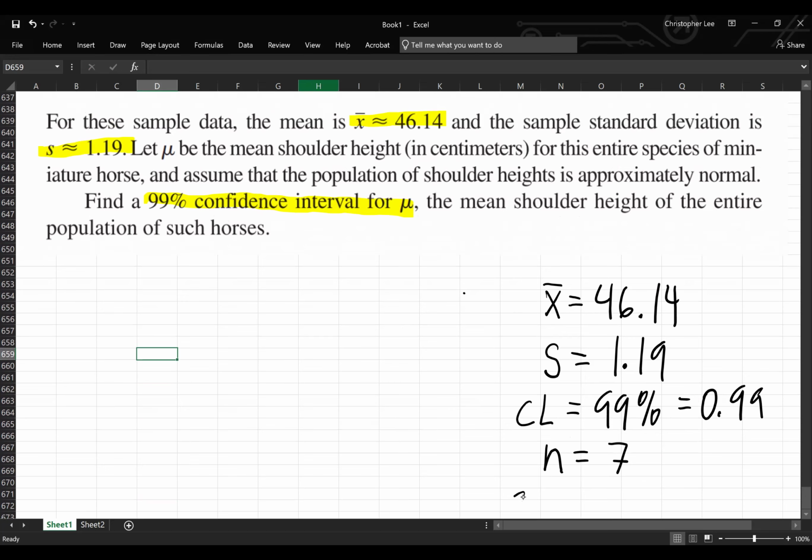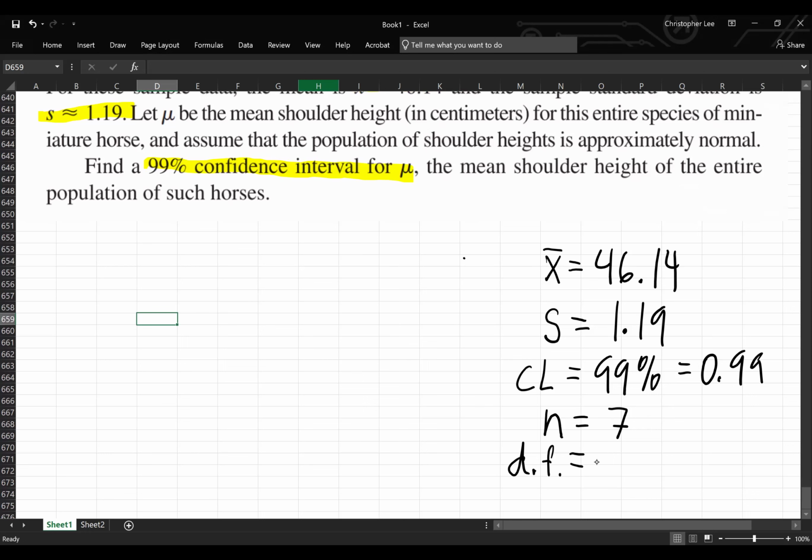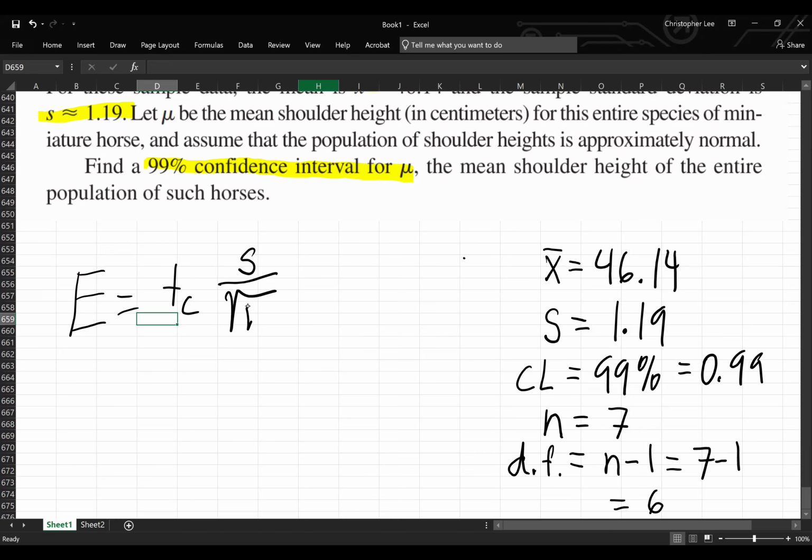So now, what's my degrees of freedom? It is 6, right? So N minus 1, which equals 7 minus 1, which is 6. All right. So now we have our margin of error formula. E is equal to T critical times the sample standard deviation over the square root of N.